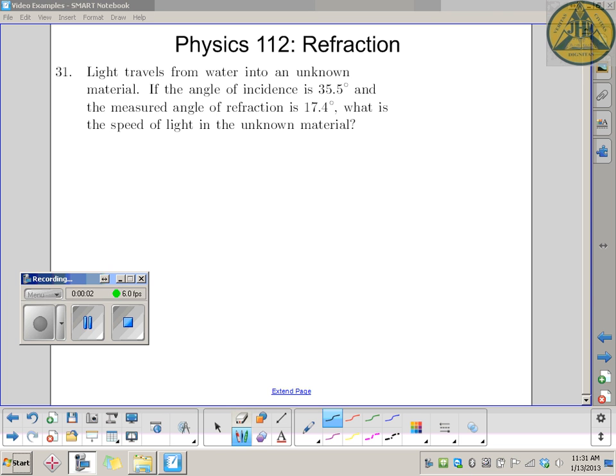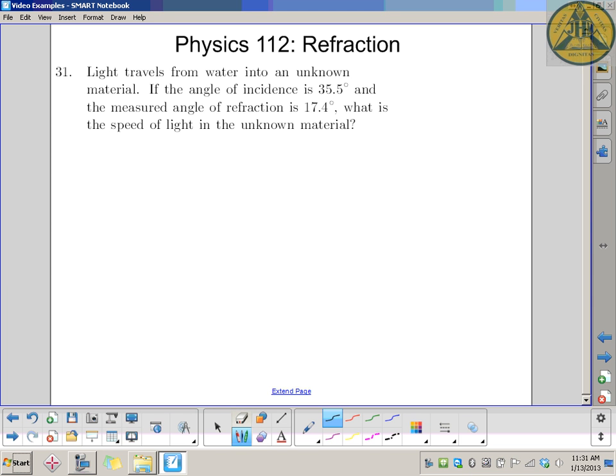And this is another refraction question, question 31 from your worksheet, grade 11 physics class. Light travels from water into an unknown material. Angle of incidence is 35.5 and is measured angle of refraction to be 17.4. What is the speed of light in the unknown material? Now right away, I hope you clue in that you can't do this in one equation. You can't solve this in one single step.